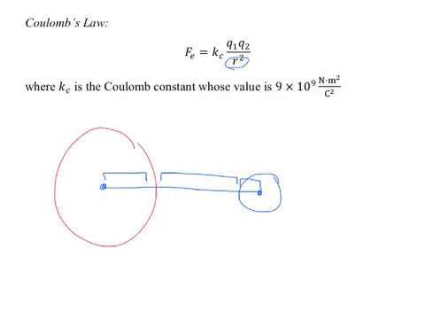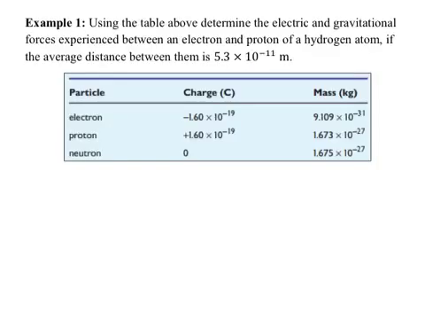Let's take a look at example 1. A simple example, but this is really good because it allows us to relate gravitational force and electric force. Using the table below, determine the electric and gravitational forces experienced between an electron and a proton of a hydrogen atom.